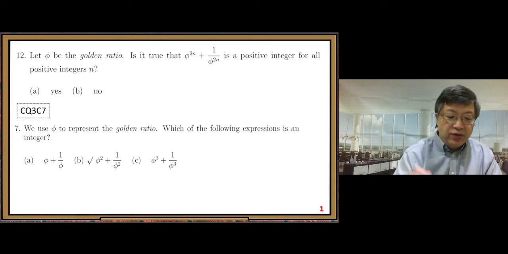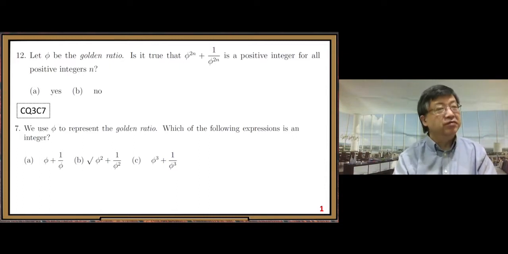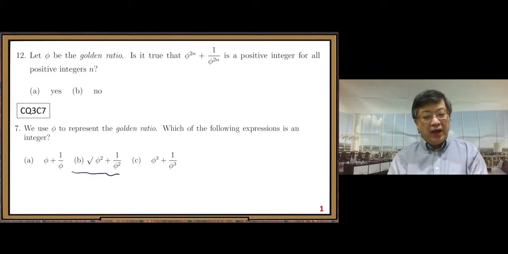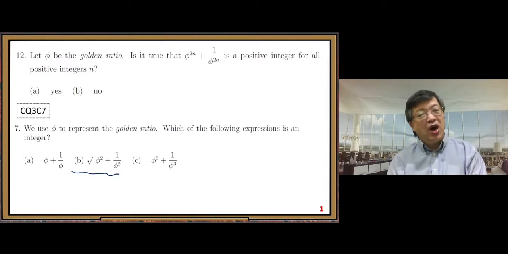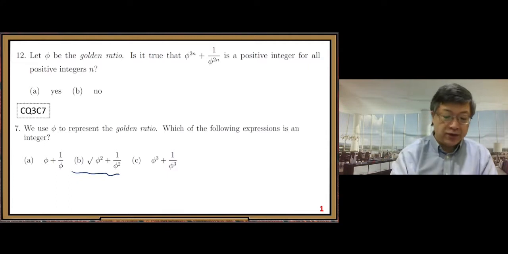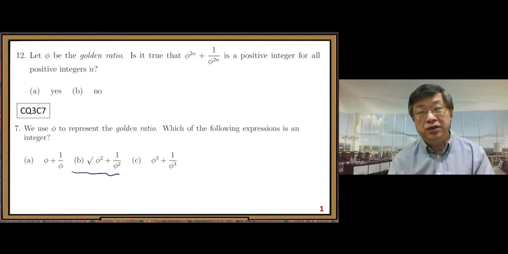In this question, we need to find the following expression that is an integer. B is an integer. A and C, you can try. It will not be an integer. All right, so first, let me show why B is an integer.